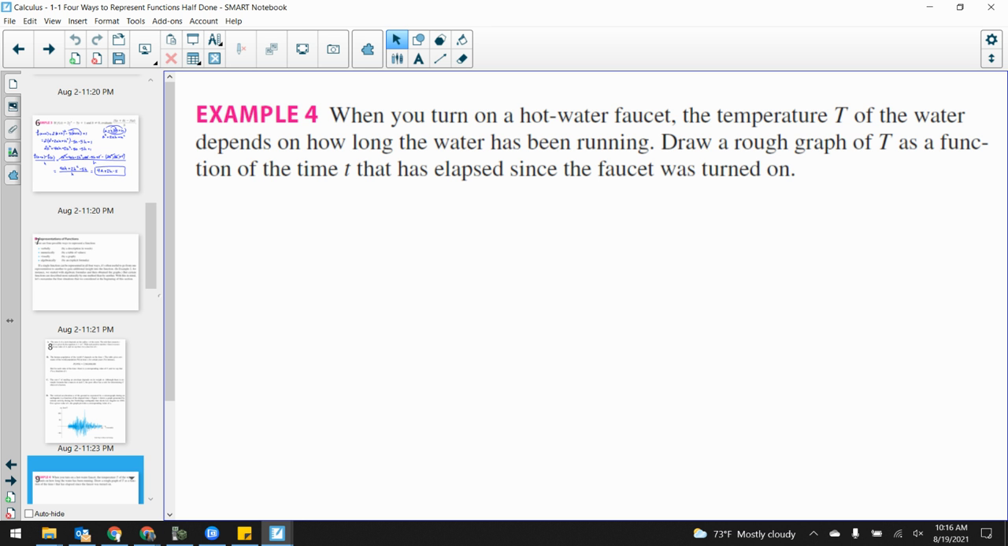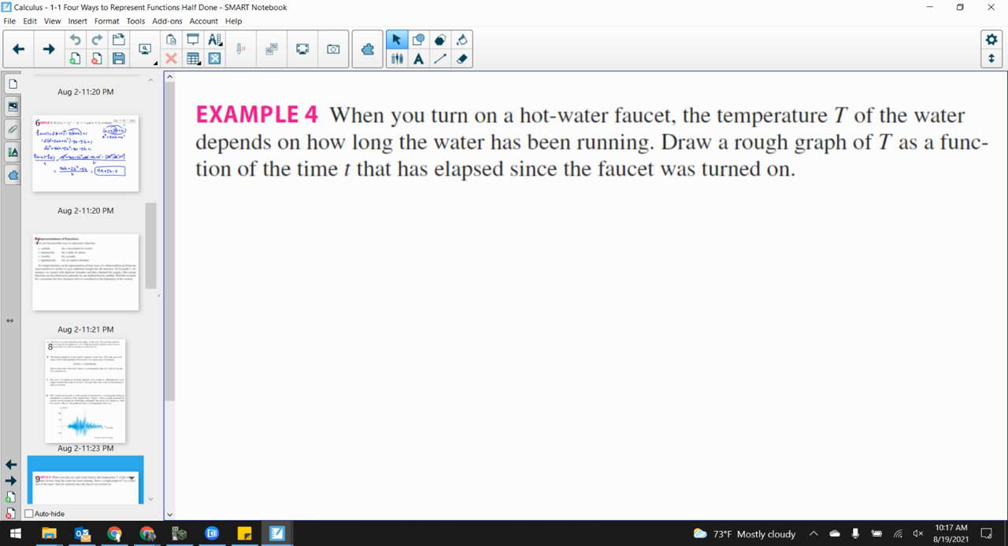Okay. All right. So, for example, I do this example with my Algebra 1 students. It's funny that it's also in this calculus book, though. When you turn on a hot water faucet, the temperature T of the water depends on how long the water has been running. Draw a rough graph of T as a function of time that has elapsed since the faucet was turned on. Go ahead and make a rough sketch for yourself.